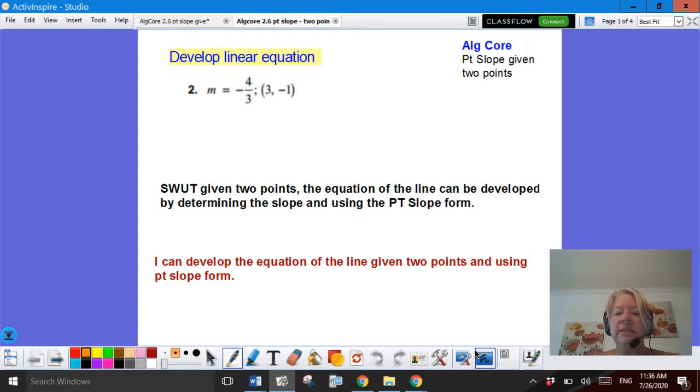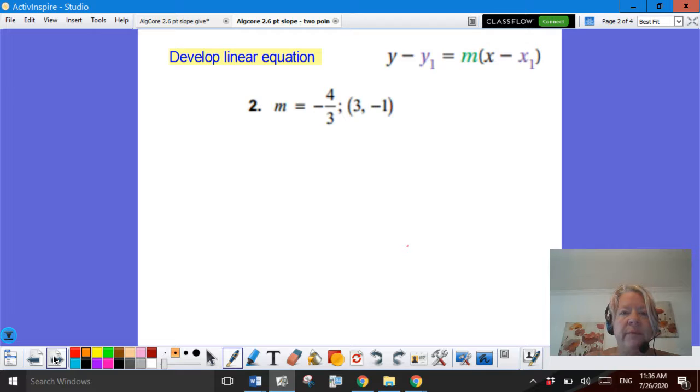Okay, so let's go ahead and start with our first problem, where I give you a slope and a point, and you have to find the linear equation. So I've got your formula up there, y minus y1 equals m times x minus x1. Remember to use substitution. Go ahead and hit pause and solve this for y.